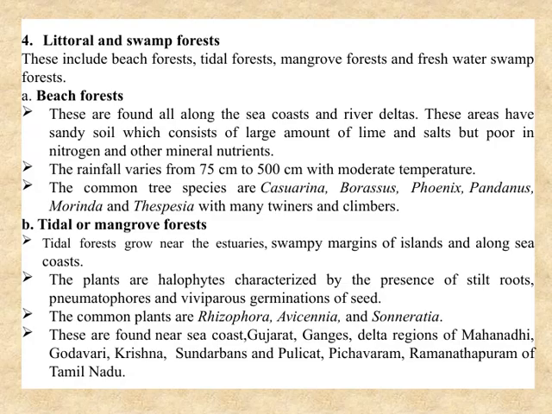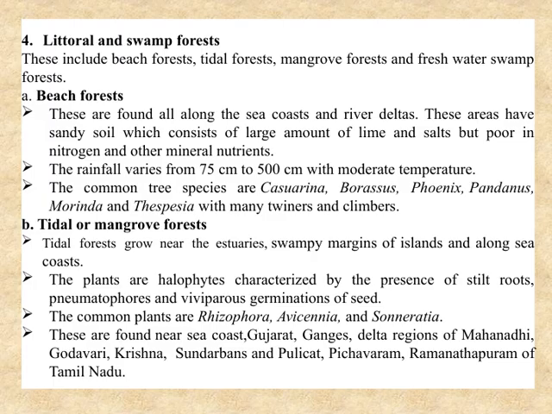Let's take a closer look at the littoral and swamp forests. These include various types such as beech forests, tidal forests, mangrove forests, and freshwater swamp forests. Starting with beech forests, these are typically found along sea coasts and river deltas. The soil in these areas is mainly sandy, and it contains high levels of lime and salts, but is quite poor in nitrogen and other essential minerals.